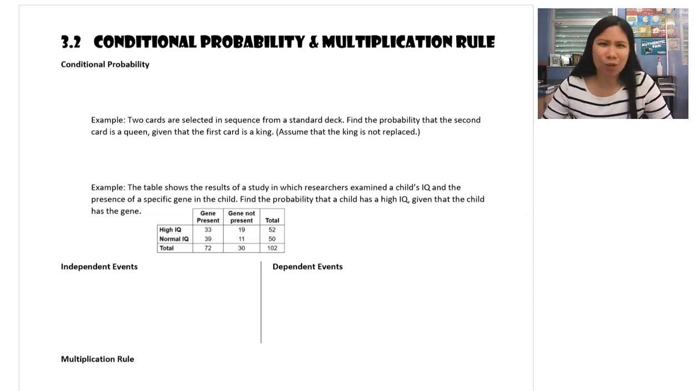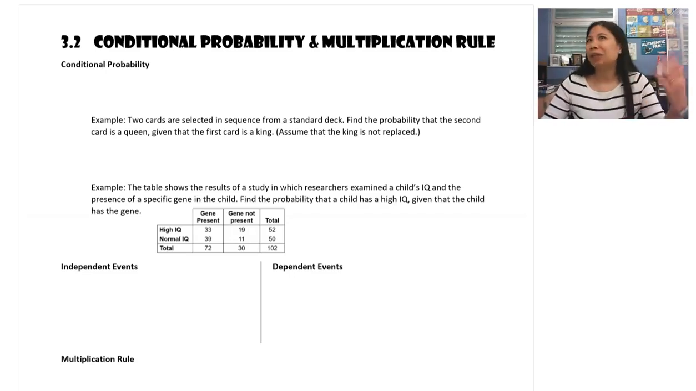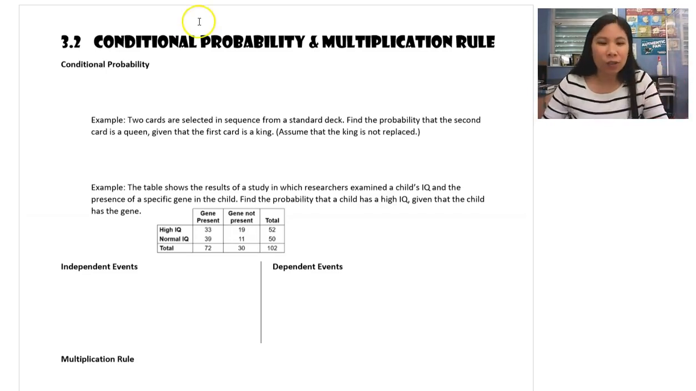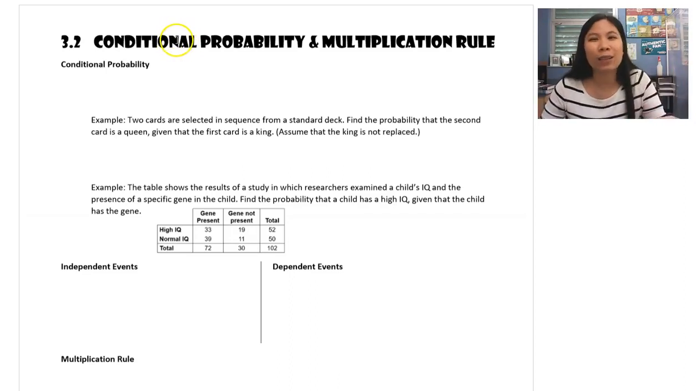So first, conditional probability. The word conditional means there's a condition involved, meaning we know something about the problem that we wouldn't have known before. So conditional means that you're going to be given some sort of information first, and you're going to be finding the probability using that given information.